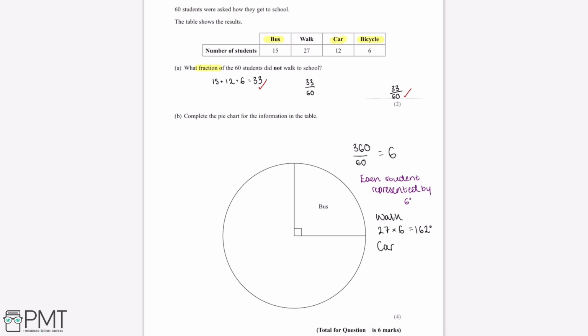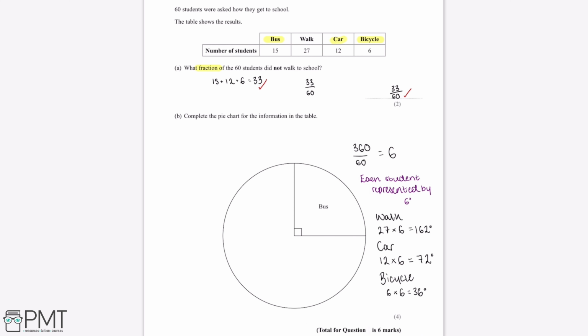Next we can move on to car. So 12 multiplied by 6, we can again use our calculator to work out, and this is equal to 72 degrees. Finally bicycle. Now 6 multiplied by 6 is equal to 36 degrees.